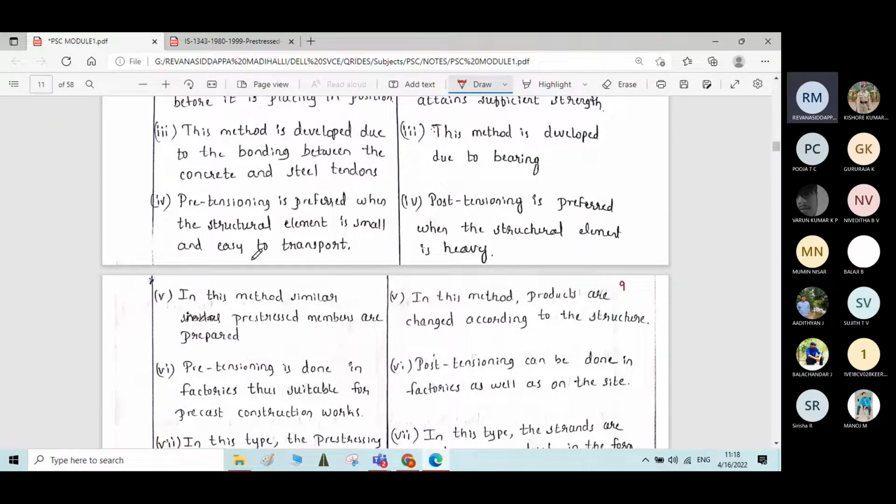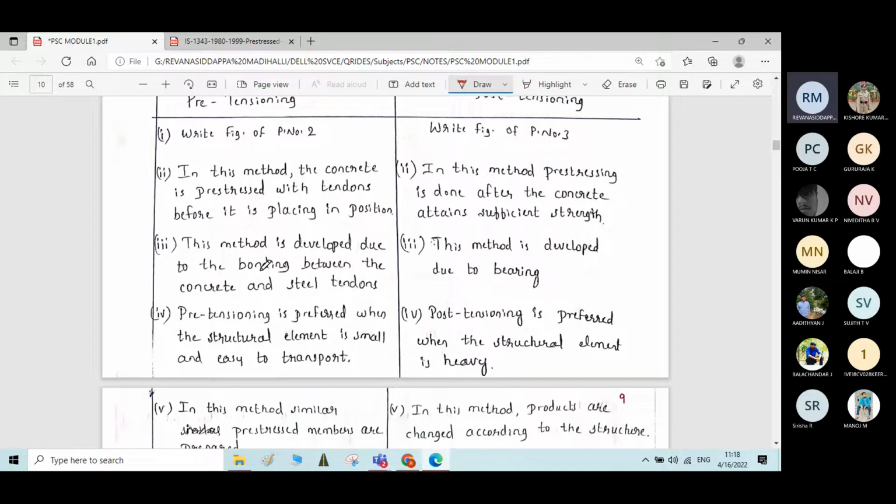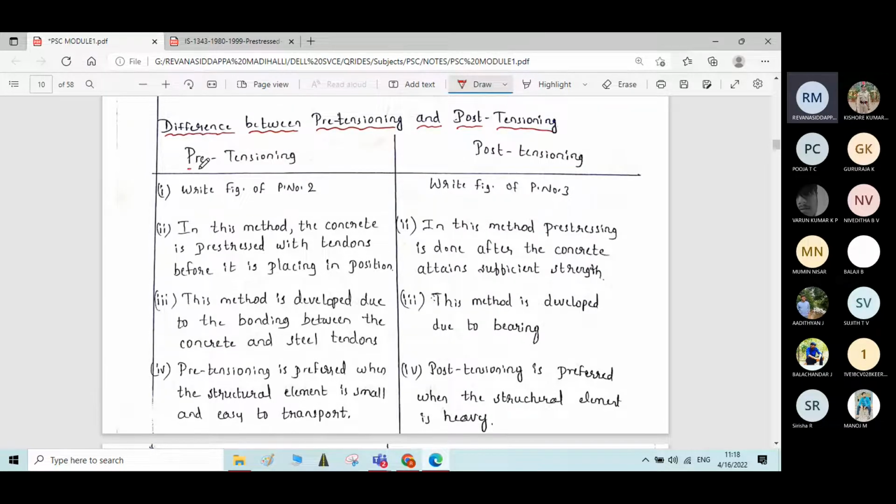Then coming to the next difference, pre-tensioning is preferred when the structural element is small and easy to transport, and post-tensioning is preferred when the structural element is heavy. Usually for precast elements, in most of the precast industries, they will go for pre-tensioning. If a member has to be pre-stressed on site, which is having some uneven shape or size, then normally we'll go for post-tensioning.